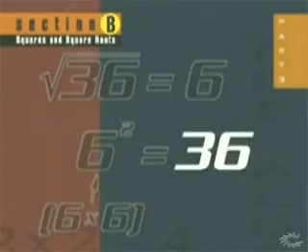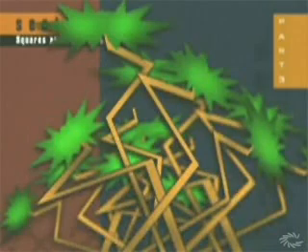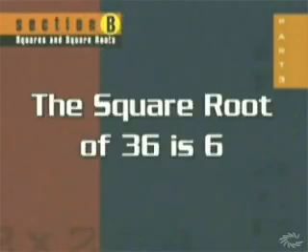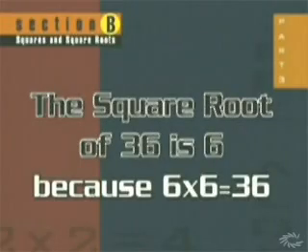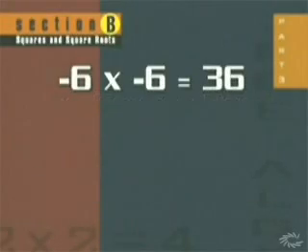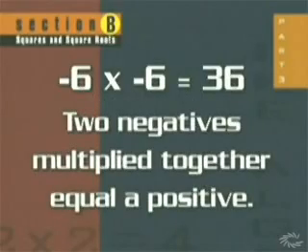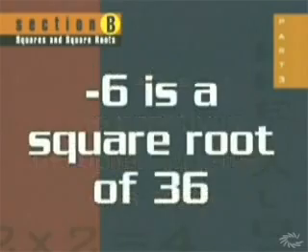Okay, now that we've got that down, in this jungle of roots, there's something else we've got to look out for. We know the square root of 36 is 6 because 6 times 6 equals 36. But negative 6 times negative 6 also equals 36, because 2 negatives multiplied together equal a positive. This means that negative 6 is also a square root of 36. Let's look at this in more detail.